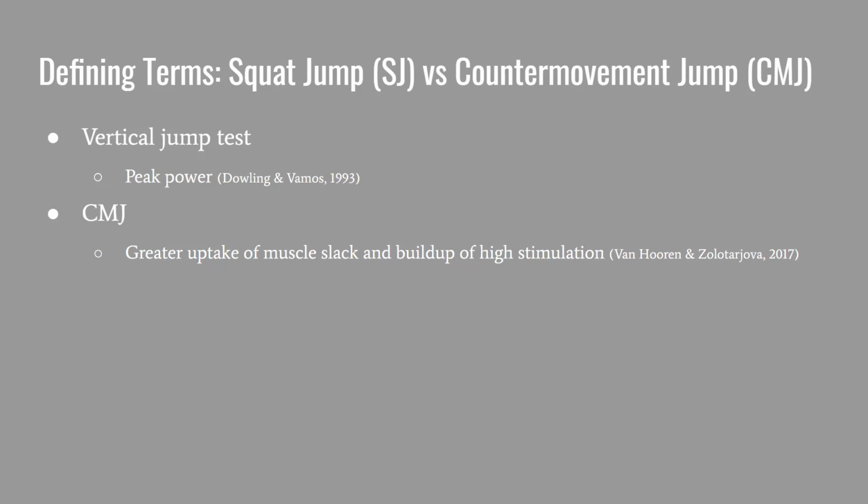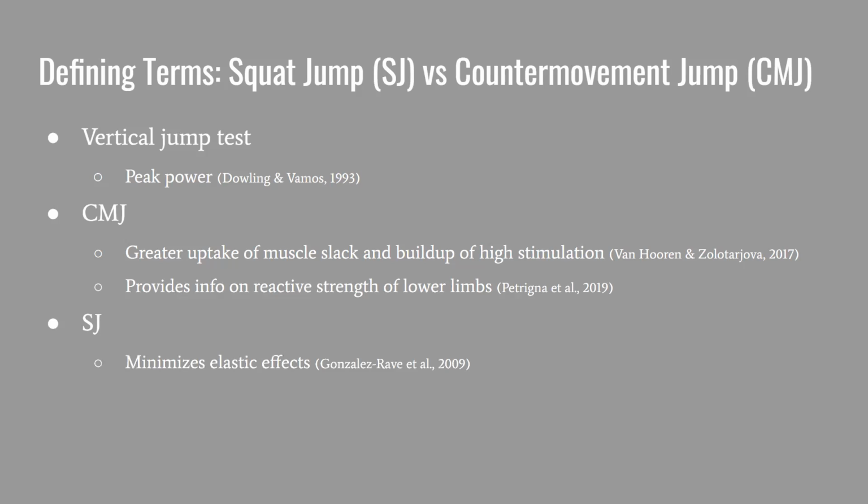And there's a utilization of elastic energy in the counter movement jump, since there's a stretch reflex that occurs and a bounce of elastic energy from when you hit the bottom of the squat to the takeoff. So there's a greater uptake of muscle slack and buildup of high stimulation. And this type of jump really provides info on the reactive strength of the lower limbs.